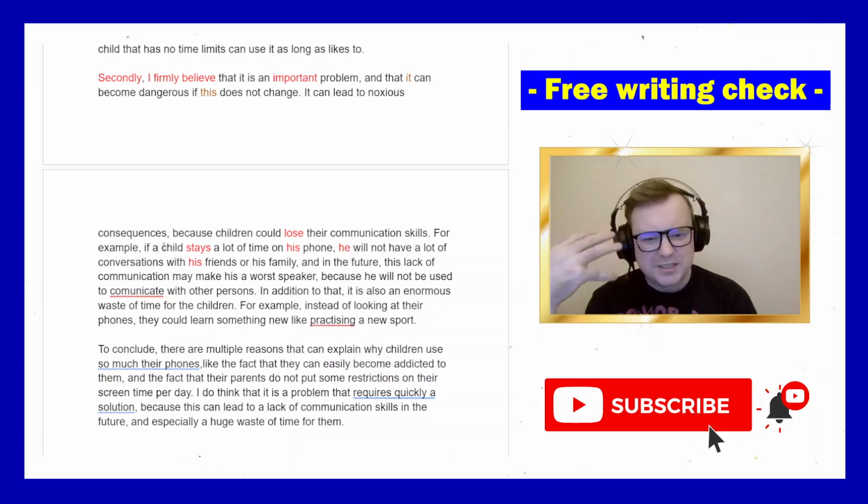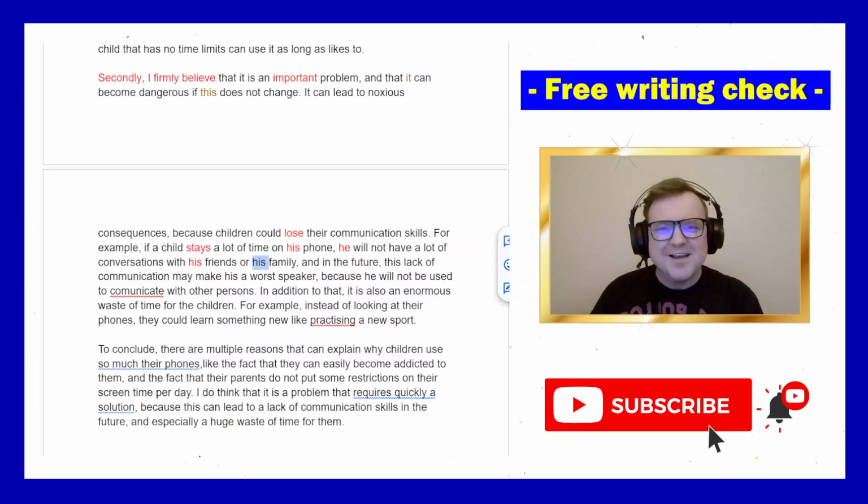Is it, if a child stays a lot of time on his phone, he will not have a lot of conversations with his friends or his family? Again, he. Certainly a lot of people use their phones to have conversations with their friends and their family, right? People use WhatsApp, people use Telegram, people play video games together, and they communicate with people. So not sure if this is a fair argument.